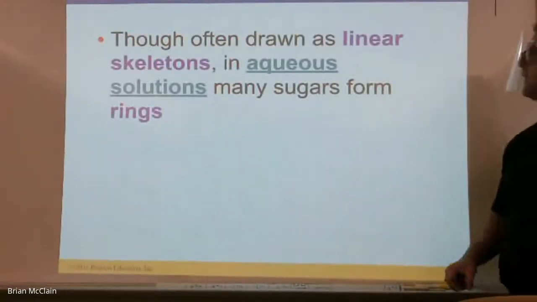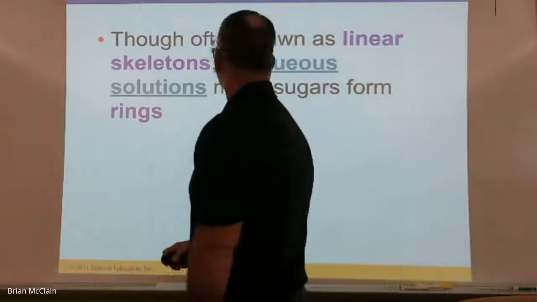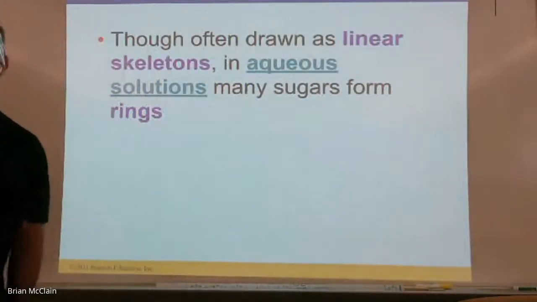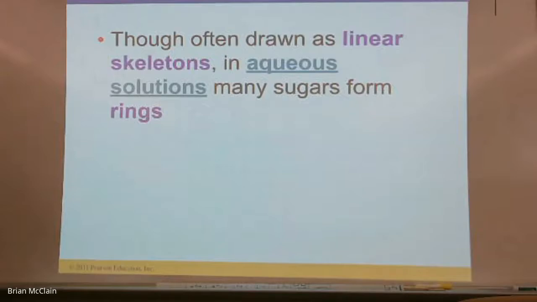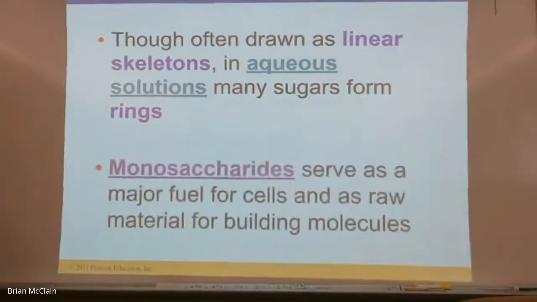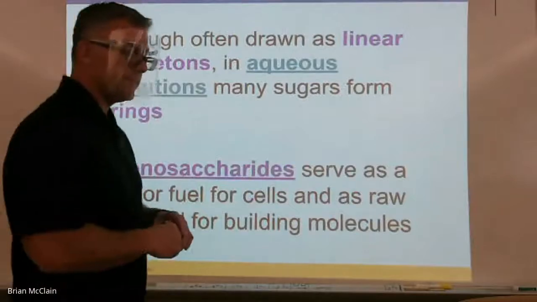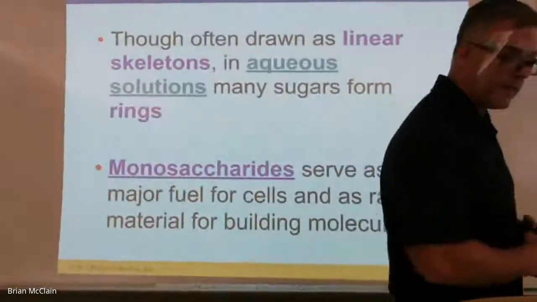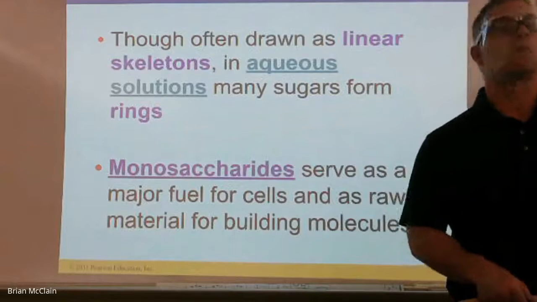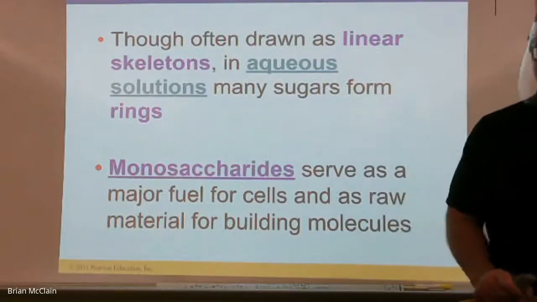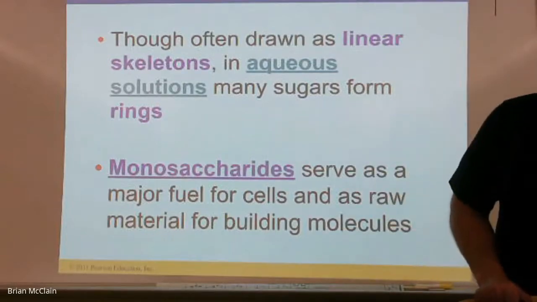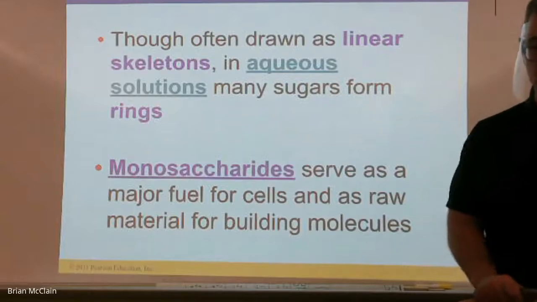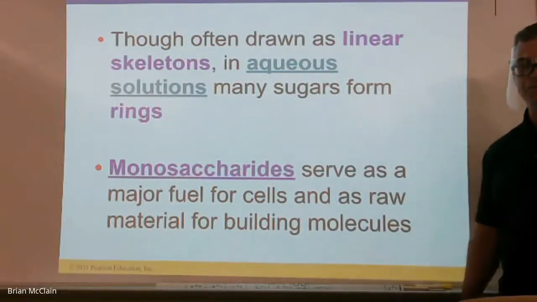All right, so we see them linear in that picture, but whenever it's in water, they form rings. So most of the time, when we are talking about the structures of the different carbohydrates, we usually look at them from a ring standpoint. So I'll show you how they form those rings and some of the basic characteristics of each of those different things, okay?